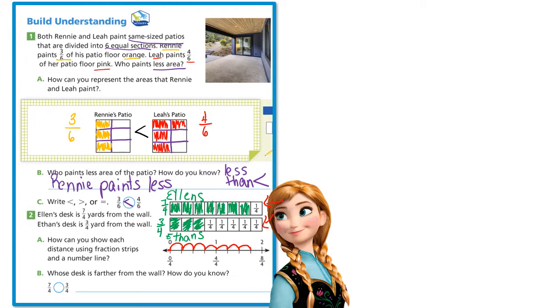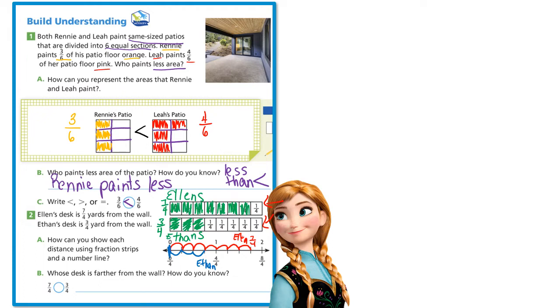And how can I show that that's Ellen's distance? Ellen's distance is 7/4 away from the wall. So what would I put here so that people know that? I could put 7/4, and I'm going to put her name. Now I'm going to use the bottom of my number line to do Ethan's. How many jumps do I have to do for Ethan's desk? 3 jumps. Good. So I start at 0/4, 1/4, 2/4, 3/4. And that's Ethan.